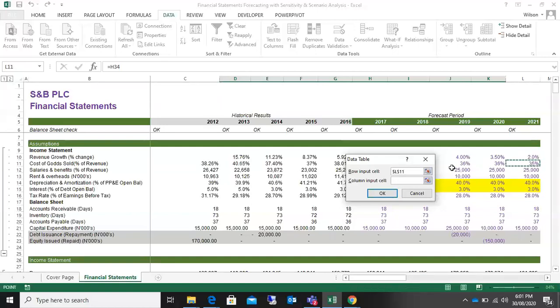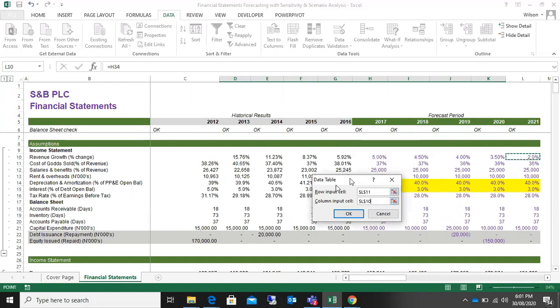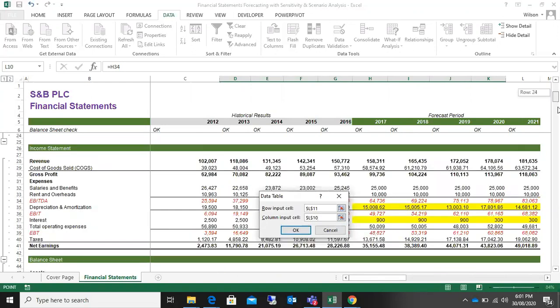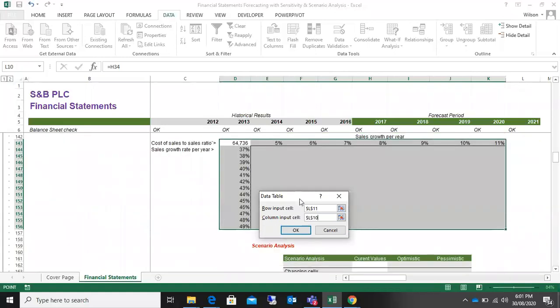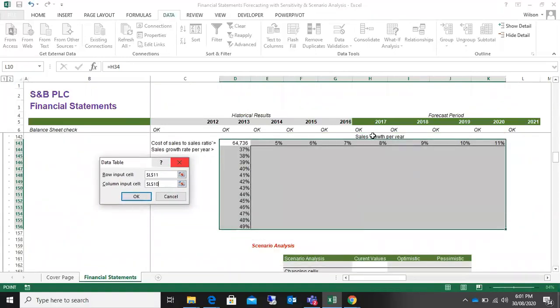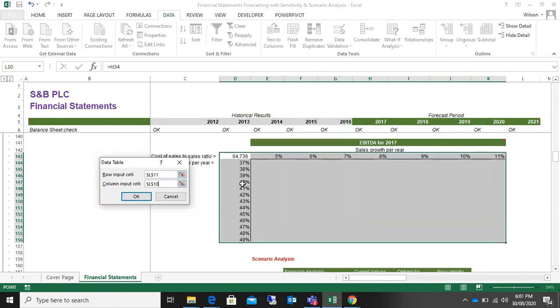So cost of goods sold as a percentage of revenue, which is the row, pick 35. Then sales growth rate, which is the column, come here and pick 2. Okay, so you can now come down and put this by the side here.